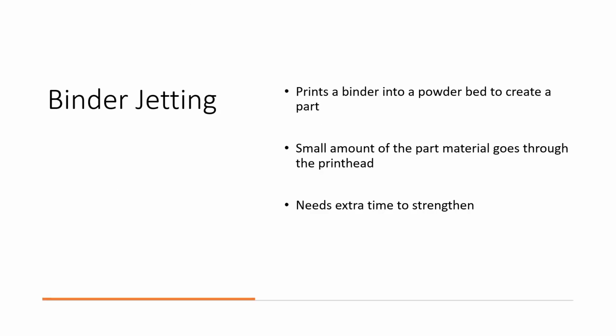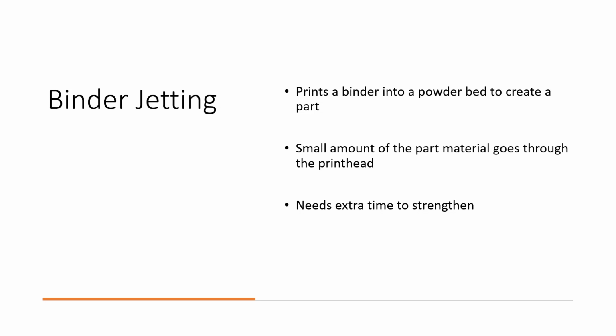Now, with binder jetting, unlike material jetting, this prints a binder into a powder bed to create a part. Thus, only a small amount of the part material is printed through the print head. The binder droplets, when printed, form a collection of binder liquid and powder particles and bond to the previous layer. When a layer is completed, the powder bed is lowered and another layer of powder is spread, and this is repeated until the part is complete.